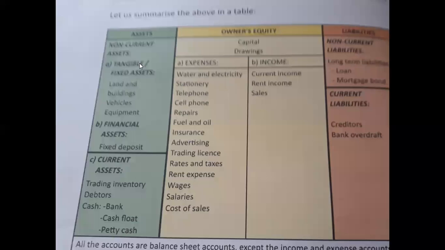The first column, the green column there, is saying assets. Now first of all, what are assets? Assets are things that you can see and you can touch. They have a value. For instance, a car, a vehicle. You can see it, you can touch it, it has a value. That's an example of an asset.